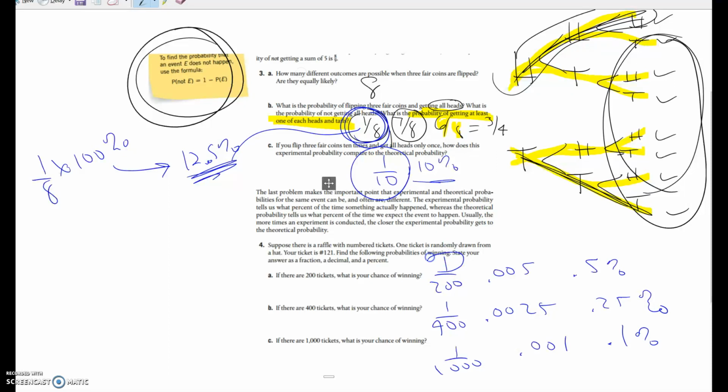Down here, chances to win out of the total, chances to win out of the total, chances to win out of the total. So this is your answer in fraction form. If you divide, there's your answer in decimal form, and then multiply by 100%.